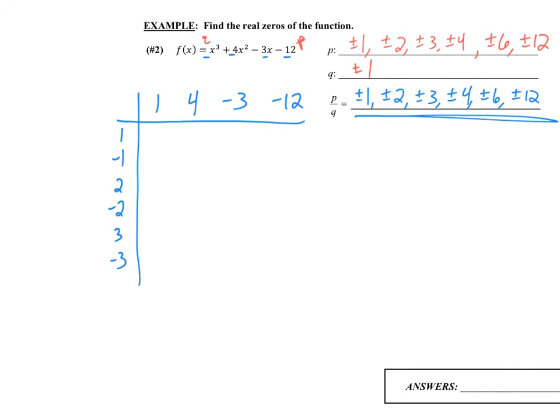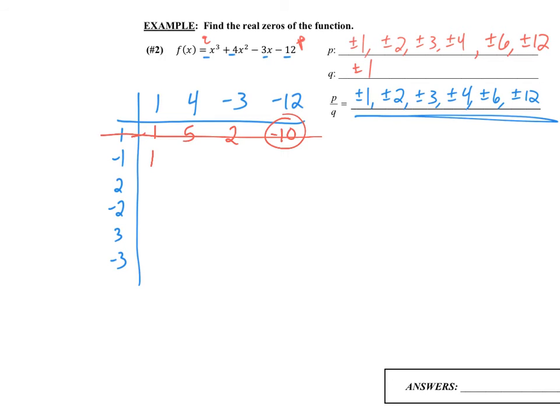So again, what we do is bring down your leading coefficient. And now it's 1 times 1 is 1. And 1 plus 4 is 5. 1 times 5 is 5. 5 plus -3 is 2. 1 times 2 is 2. 2 plus -12 is -10. This did not give us a 0, so we cross it out and go to the next one.